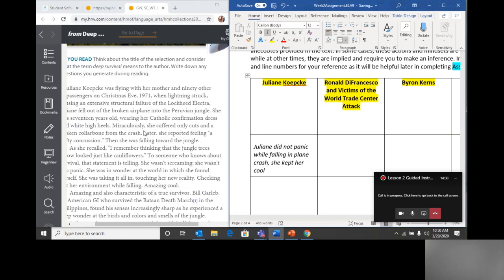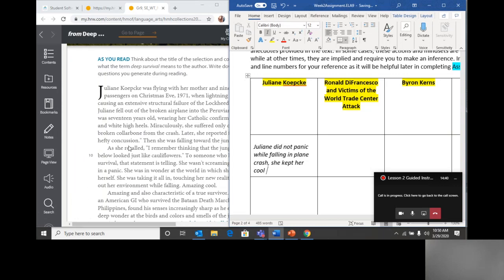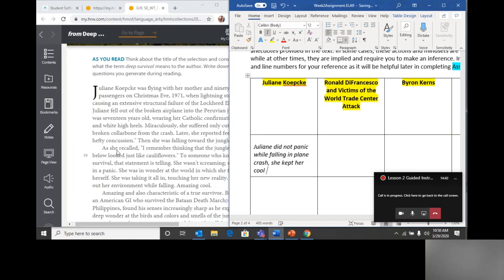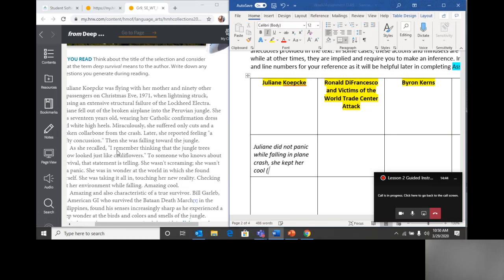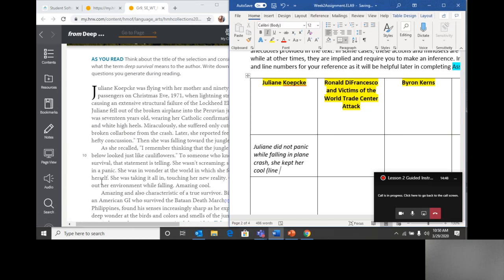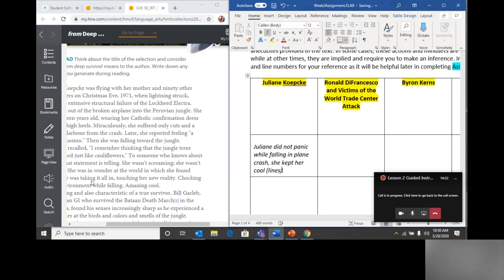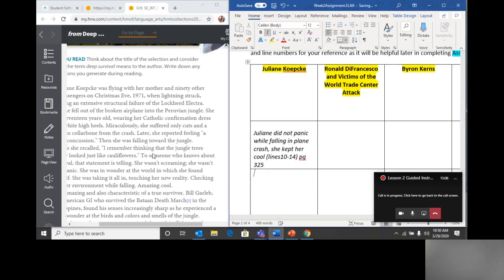And we want to put the lines in which we found that. So it's like line 10, lines 10 through 14, and page 325. All right, so we'll keep reading.